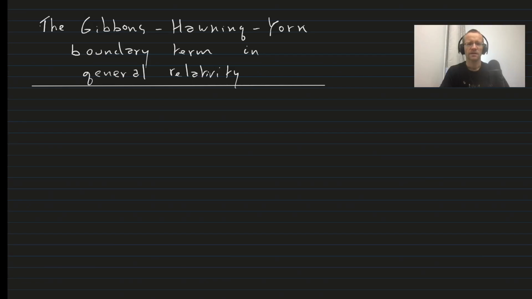Let's discuss the Gibbons-Hawking-York boundary term in general relativity. General relativity is governed by the Einstein-Hilbert action, which is an integral over the whole of the spacetime manifold of the Ricci curvature.